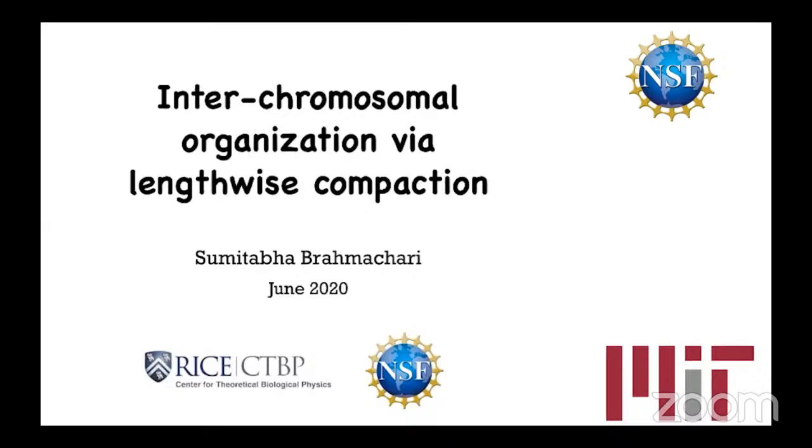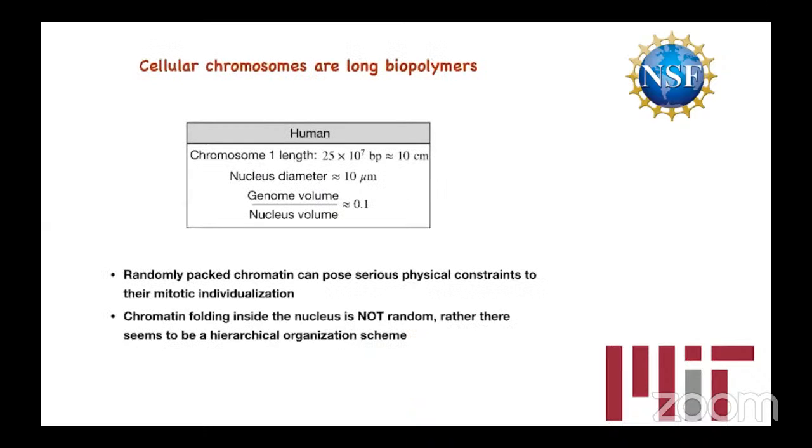A little bit of introduction. DNA is the chemical substance that contains our genetic information, but as a physical object, DNA is a very long biopolymer. To give you some reference with numbers, human chromosome 1 is about 10 centimeters long, and that is packed within a nucleus of diameter 10 microns. So you can see that there has to be at least 1,000-fold compaction in the linear dimension for chromosome 1 to fit inside the nucleus.